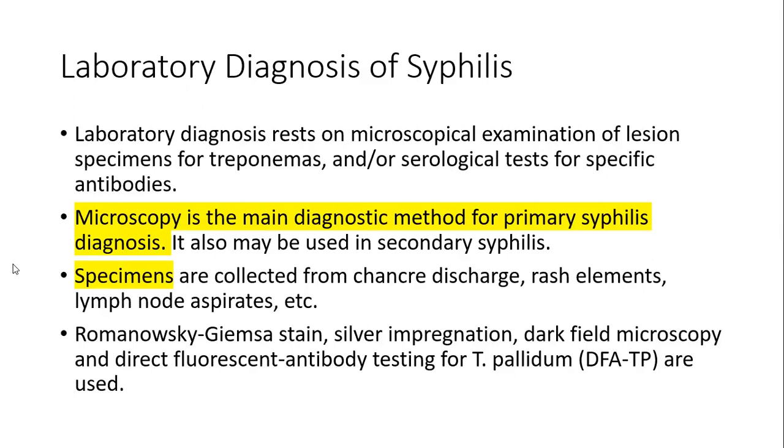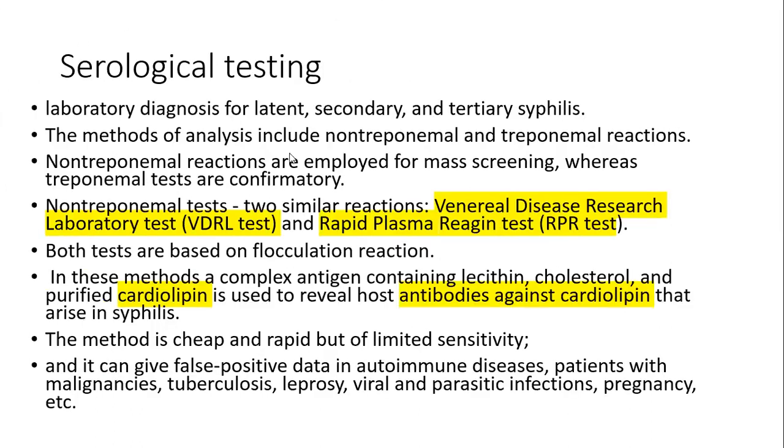Laboratory diagnosis rests on microscopical examination of lesion specimens for Treponema and/or serological tests for specific antibody. Microscopy is the main diagnostic method for primary syphilis. It also may be used in secondary syphilis. Specimens are collected from chancre discharge, rash elements, lymph node aspirates. Romanowsky-Giemsa stain, silver impregnation, and actually dark field microscopy can be applied for testing for Treponema pallidum.